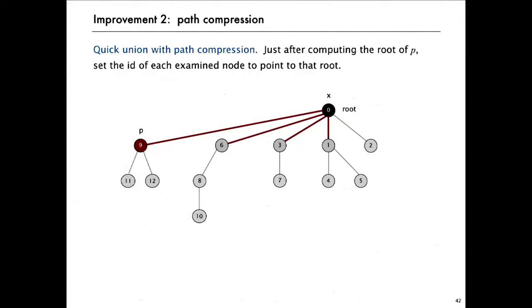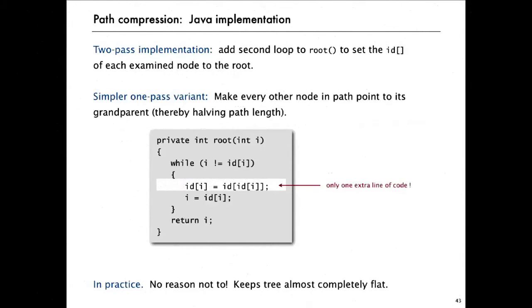That's going to be a constant extra cost. We went up the path once to find the root. Now we'll go up again to just flatten the tree out. And there's no reason not to do that. It takes just one line of code to flatten the tree, amazingly.